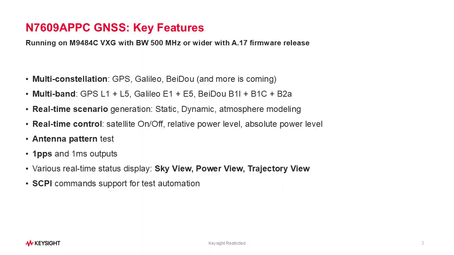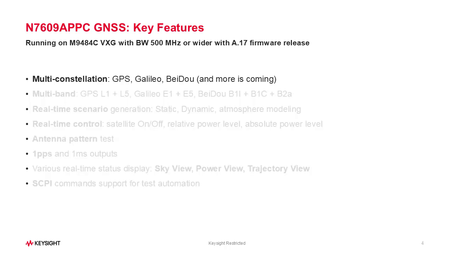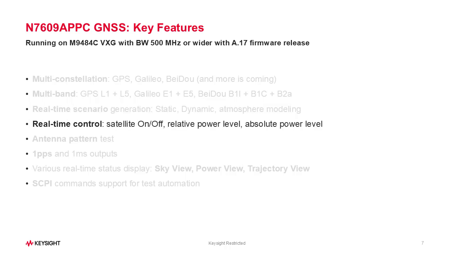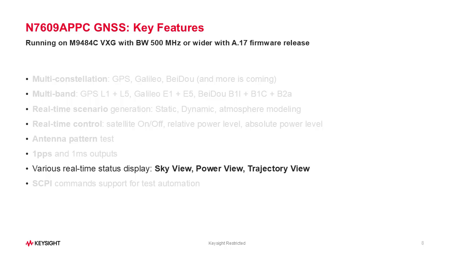Let's quickly review the features. To ensure thorough testing of GNSS receivers, it's essential to simulate multiple GNSS constellations and multi-frequency bands, while accurately modeling various impairments in satellite signals, like atmosphere distortions. Real-time GNSS signal simulation is critical, allowing dynamic adjustments to satellite visibility, power levels, and other conditions the receiver may encounter in real-world applications. Various graphical displays provide you sky view, power view, and trajectory view, which are useful to check real-time status during simulation.